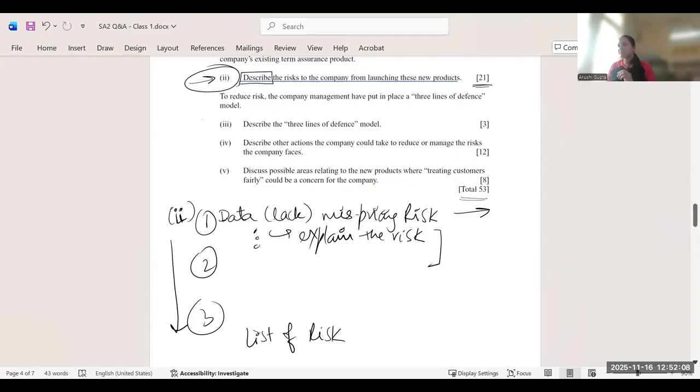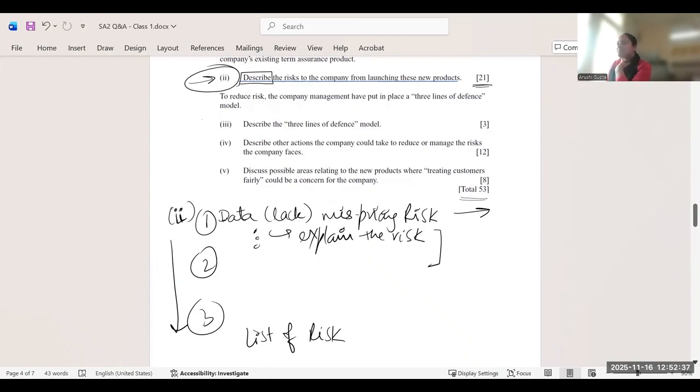Mispricing risk, which can lead to incorrect premium being set. The premium can be higher or lower. It can also lead to incorrect reserves being set. Okay, so this needs a little bit of preparation and improvement. Let's learn from it so that in future classes, whenever we see a risk question, we are able to do it. This is where preparation comes from.